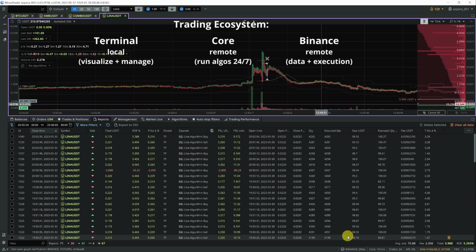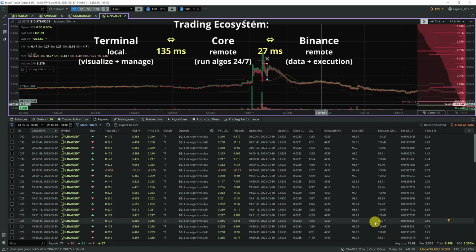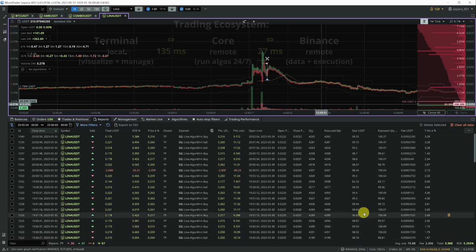So between 3 points, there are 2 connections. This one is from Core to Binance. Right now it's a modest 27 milliseconds. Sometimes it's faster, like 8 or 9, and sometimes it's larger than that. And here is the latency between my local terminal and the core on a remote server. I do not have an industrial network connection right here, so this is quite a bit larger than the one between big servers of Binance and big servers of Amazon.